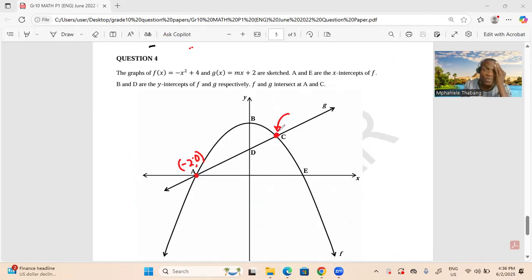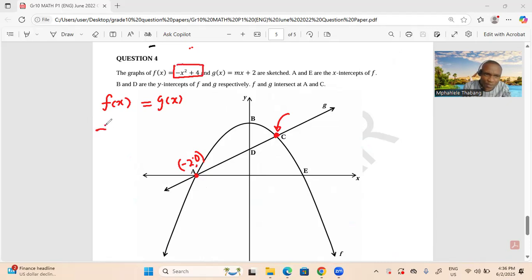And what do we do? We look at the two graphs that meet, that intersect, and we equate those two graphs. So I'm going to say at C, f of x is intersecting with g of x. So you take f of x, you equate it to g of x. What is my f of x? It is negative x squared plus 4. My f of x is equal to negative x squared plus 4.